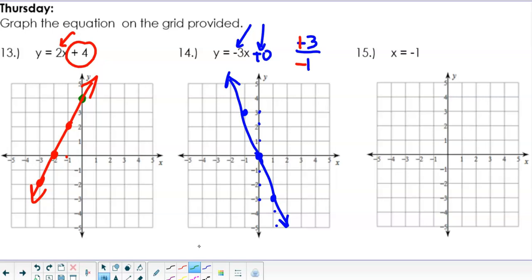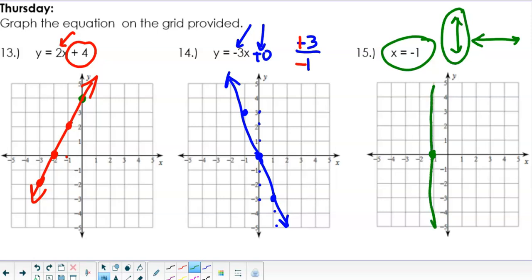Question number 15 is a tricky question because you only have one variable. And when you only have one variable, you have a special type of slope. Because this has an x only, that means we will only touch the x-axis, and we will only touch it at this value, negative 1. So that means my slope is undefined. X is always negative 1. No matter what y I pick, x is always negative 1.